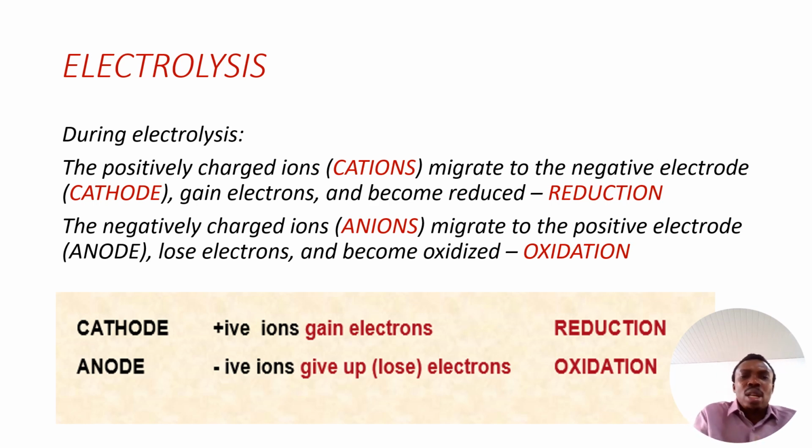At the cathode, the positively charged ions migrate to the cathode, gain electrons and become reduced, and at the anode, the negatively charged ions migrate to the anode, where they lose electrons and become oxidized. So reduction takes place at the cathode and oxidation takes place at the anode. The entire reaction that takes place in an electrolytic cell is a redox reaction. So electrolysis is a redox process, where reduction and oxidation take place at the same time. It's as simple as ABC.